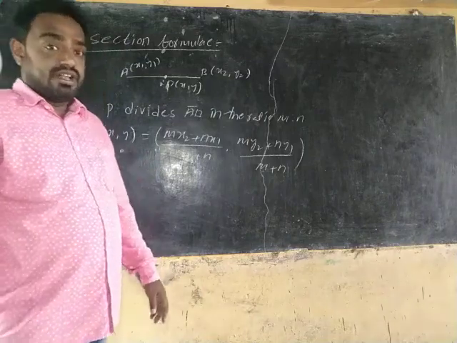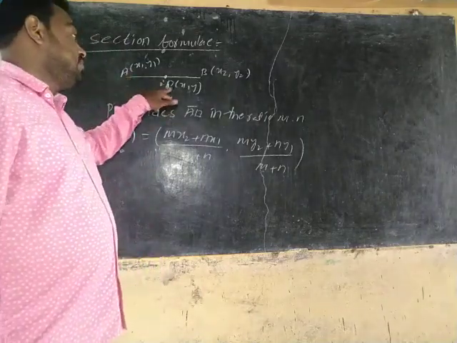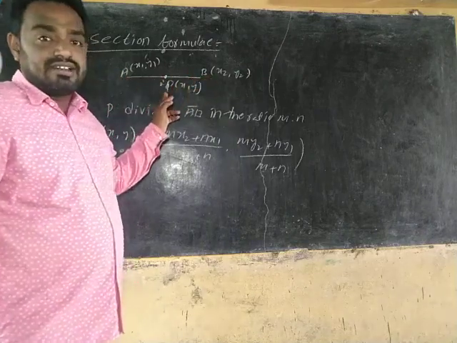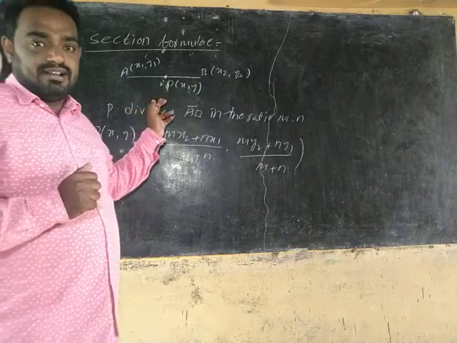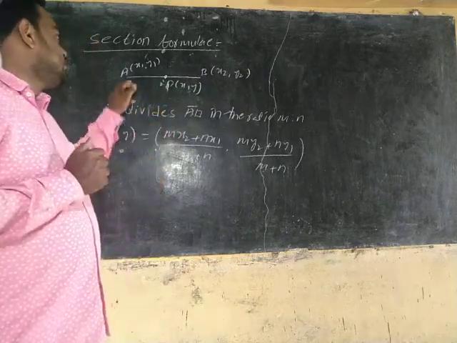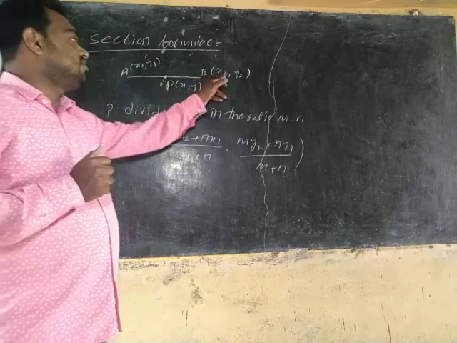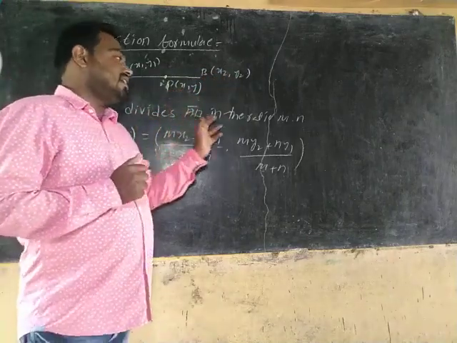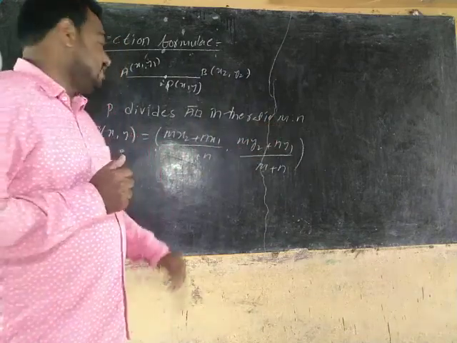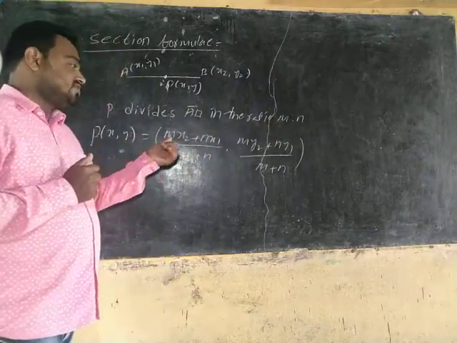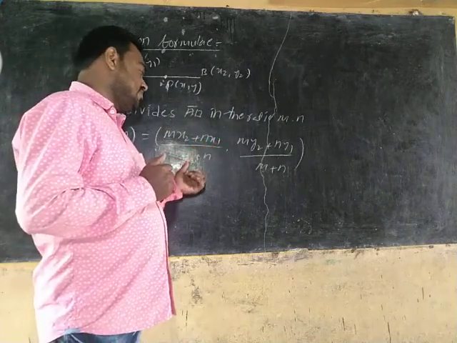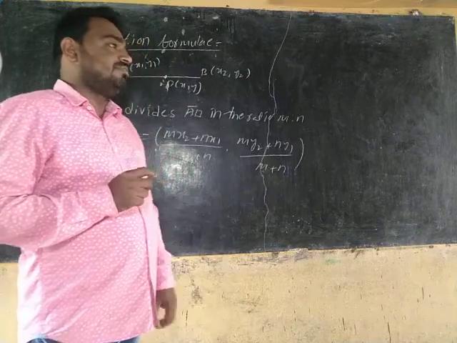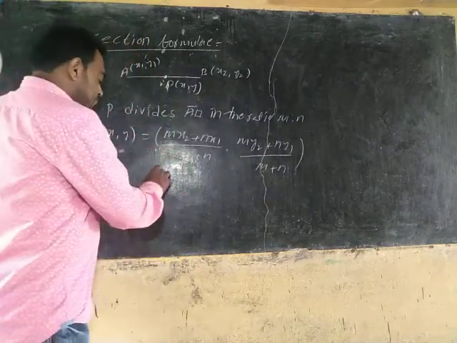Understood? Again, if P lies on the line segment AB, then P is called the internally dividing point. A coordinates are x1, y1, B coordinates are x2, y2, P coordinates are x, y. P divides AB in the ratio m is to n. Then P(x, y) is equal to (m x2 plus n x1) by (m plus n), comma (m y2 plus n y1) by (m plus n).